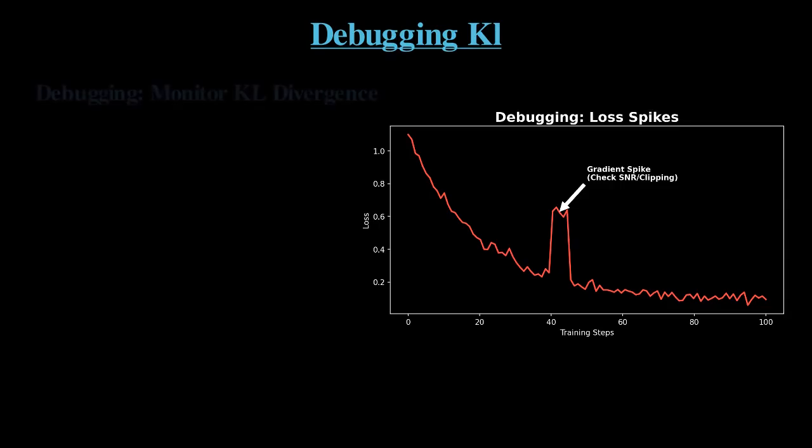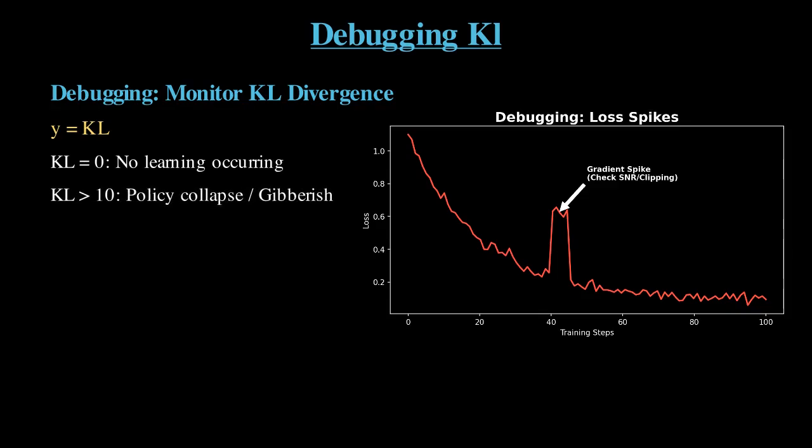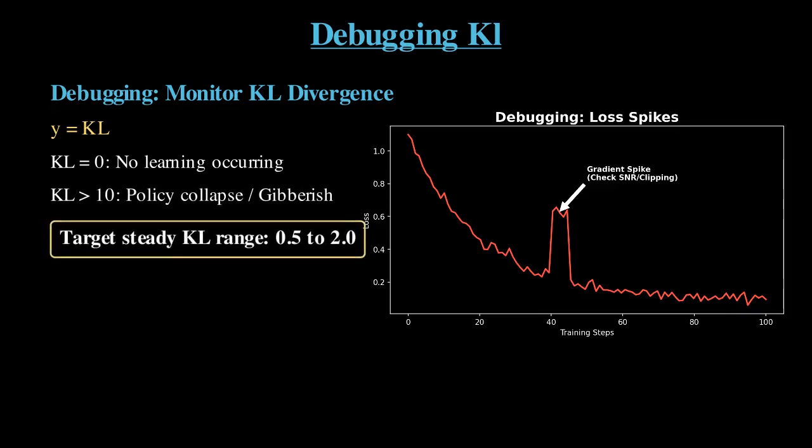Debugging RLHF pipelines is notoriously difficult. In GRPO, your primary diagnostic metric is the KL divergence between the policy and the reference model. If your KL drops to 0, the model isn't learning anything new. If it spikes to 10 or higher, you are seeing policy collapse, meaning it has diverged so far from the reference that it's likely producing gibberish. You want a steady, controlled KL trajectory. Adjust your beta parameter dynamically if you see the KL drifting out of the optimal 0.5 to 2.0 range.